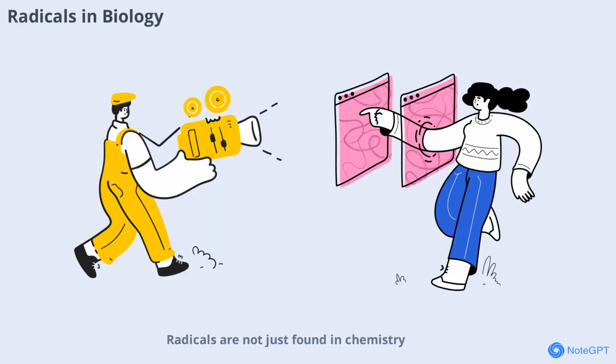Radicals are not just found in chemistry labs, they also play important roles in living organisms. In biology, radicals are involved in processes like cellular respiration and immune defense. However, uncontrolled radical activity can damage cells, leading to aging and disease. Let's look at how radicals function in biological systems.